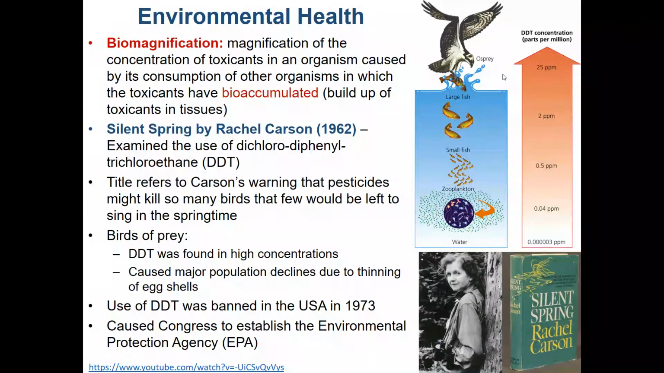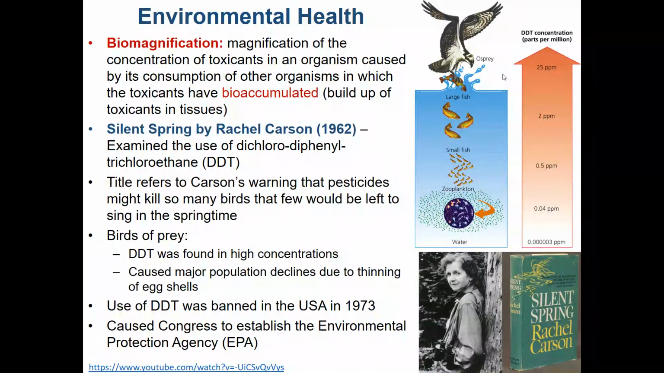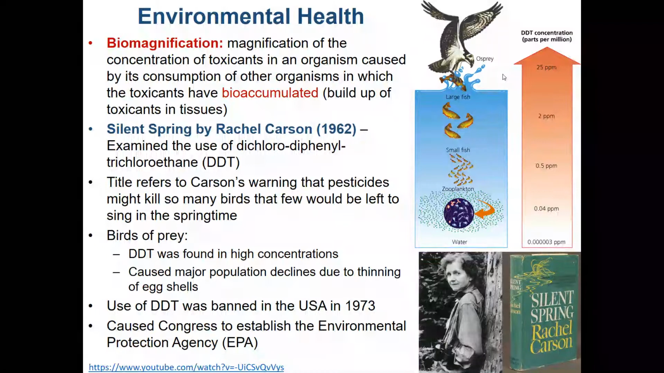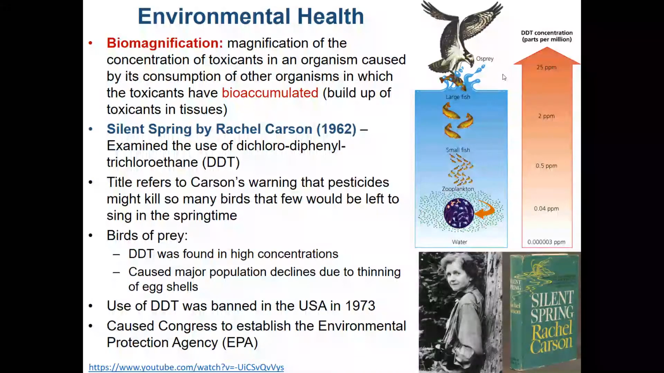Because of this book and because of the studies that showed how bad DDT is for organisms, including humans, it was banned for use in the United States in 1973. This study in Silent Spring caused Congress to establish the Environmental Protection Agency, or EPA, which now works to decide which chemicals can be used and which ones cannot be used in the environment. And if you want to watch a video that shows just how ubiquitous the use of DDT was, I highly suggest that you watch the video in the link below.